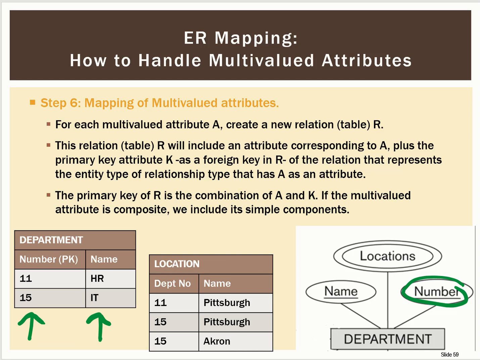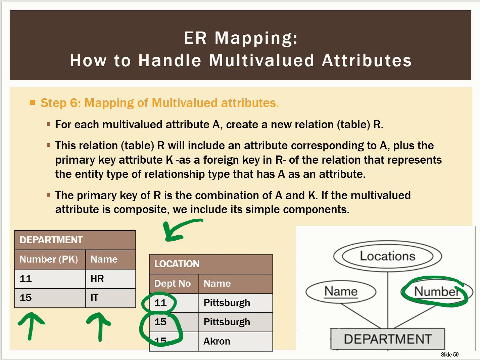But the multi-valued attribute locations is not simple. What we need to do now is to make another table called location. And when we make the location table, we have to grab the primary key of the department, like 11 for the HR department, or 15 for the IT department, and then just put the location name next to it. So a very simple table, the location table.